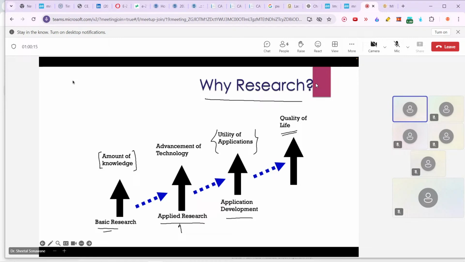But quality of life requires all these basic elements. The first element is basic research, where we understand what the knowledge is, what the system is, what the different components of a system are. That basic understanding is required. Then how can I use this research with some technology? So we are using a particular research component and applying it to a certain application. This is advancement, using advancement of technology. And the third is that you are developing an application, you are using an application, and then you are giving a quality of life. So this is basically why research.